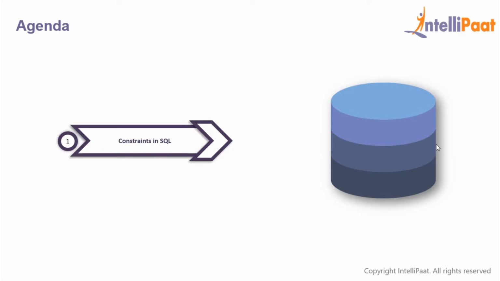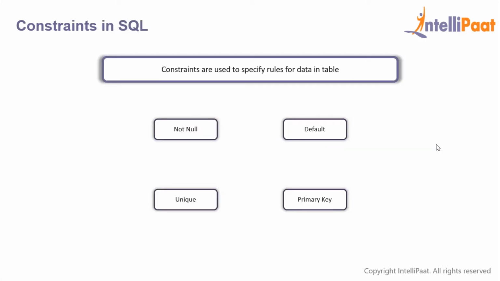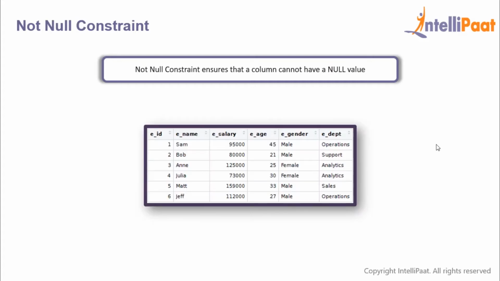In this session, we will learn about constraints. So constraints are basically used to specify some rules on the data and limit the type of data that can go into a table. And in this session, we will look at these 4 constraints: not null, default, unique, and primary key. Let's start with the not null constraint.